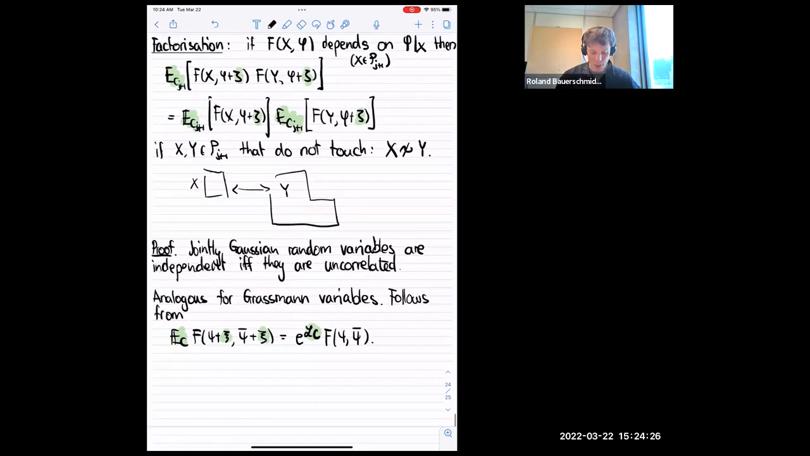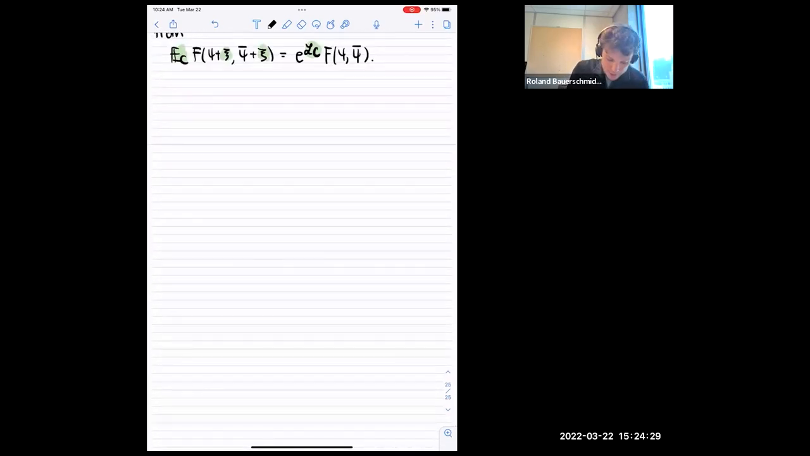Okay, so this is the starting point. The next point is what I call coordinates.